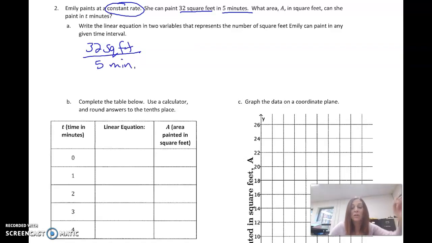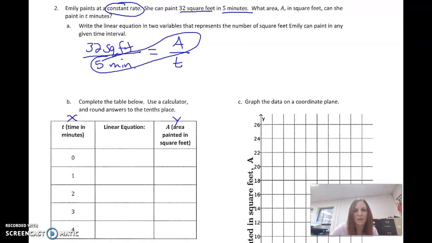Now, again, you can do this with X and Y. But if I look at my table here, my Y is going to be the A, the area, and X is going to be T, the time. I'm just changing those variables. I'm going to always solve for my Y here, in this case A. Then I've just taken out a shortcut. You can do X and Y, okay? You really can. So I have 5 times A equals 32 times T.